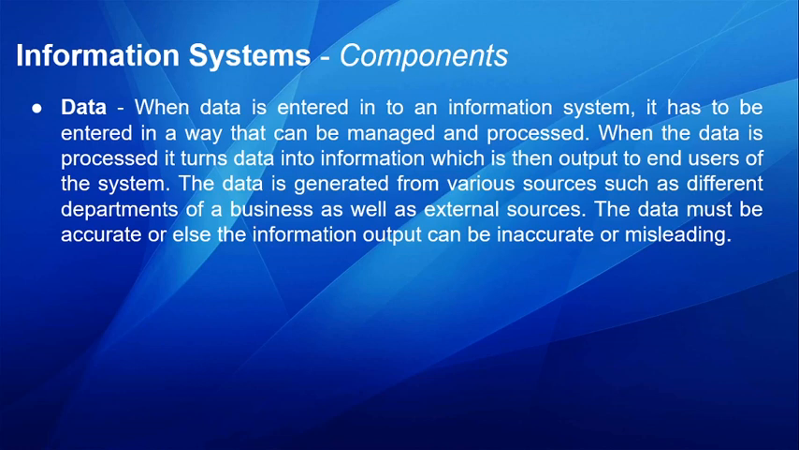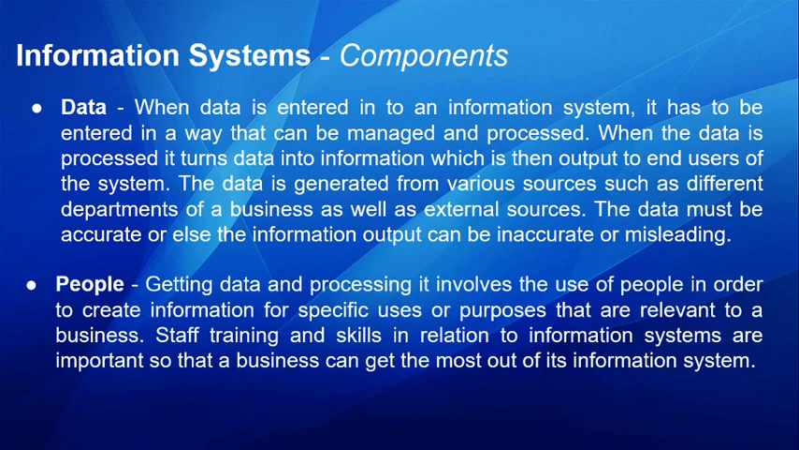The data is generated from fragments of a business as well as from external sources. So the data must be accurate or else the information output can be inaccurate or misleading. Next, people. Getting data and processing it involves the use of people in order to create information for specific uses or purposes that are relevant to a business. Staff training and skills in relation to information systems are important so that a business can get the most out of its information system.